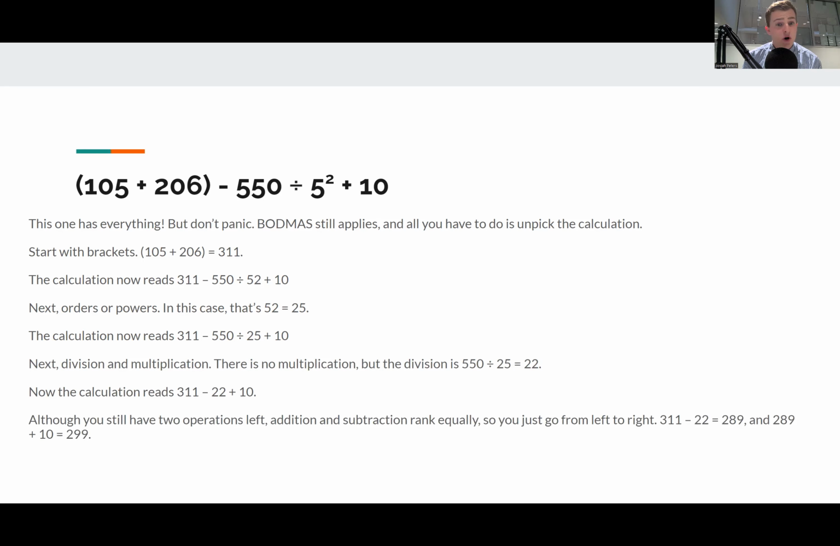So although you still have 2 operations left, addition and subtraction, as I said before, they rank equally. So we're just going to go left to right. So 311 minus 22 gives us 289. And then we're going to add our 10 onto that to give us our final answer of 299.